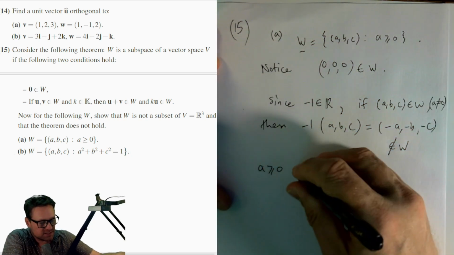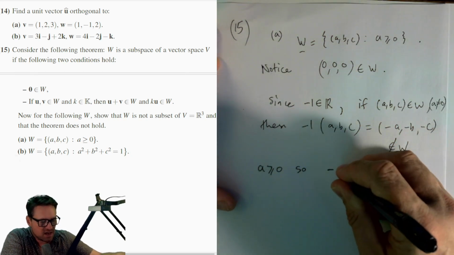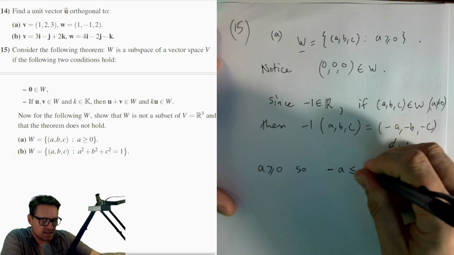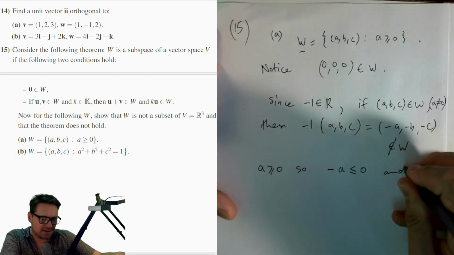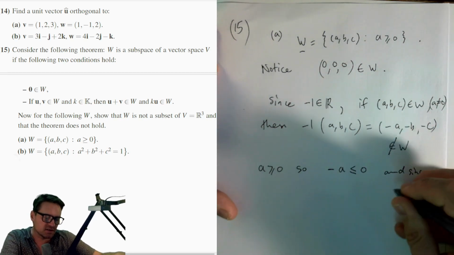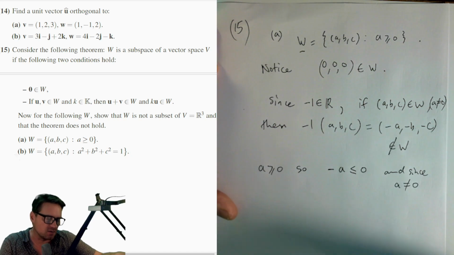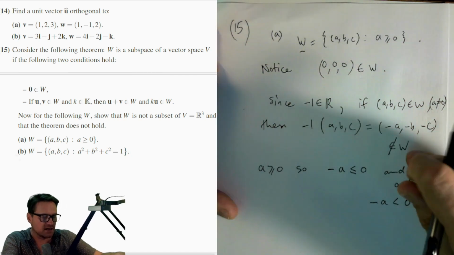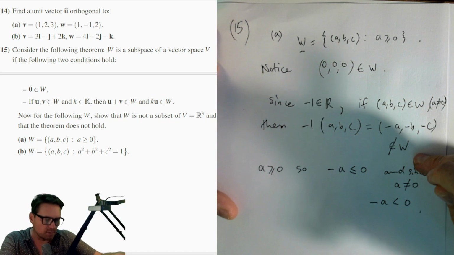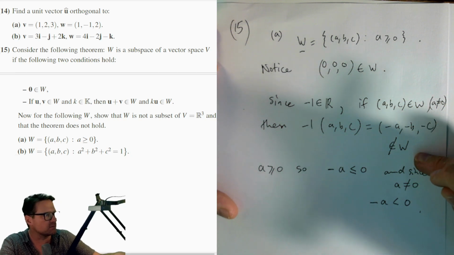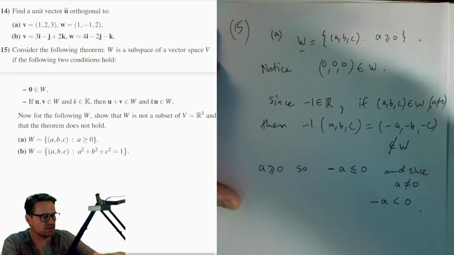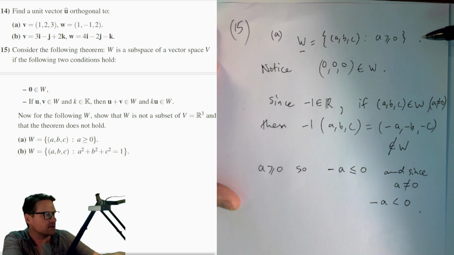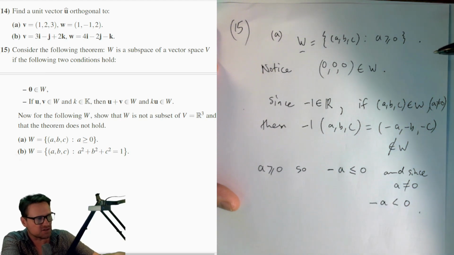A is greater or equal to 0, so minus A is less than or equal to 0. And since we've assumed A is not equal to 0, minus A is strictly less than 0. And so we see then that it's not an element of W. Okay, so the theorem does not hold here, and so this W is not a subspace of the vector space V.